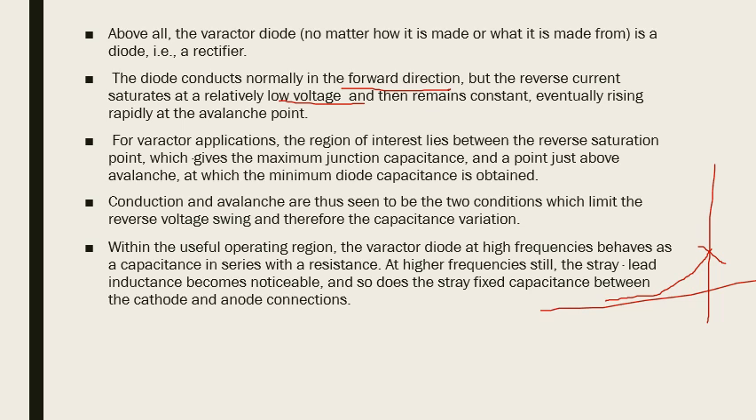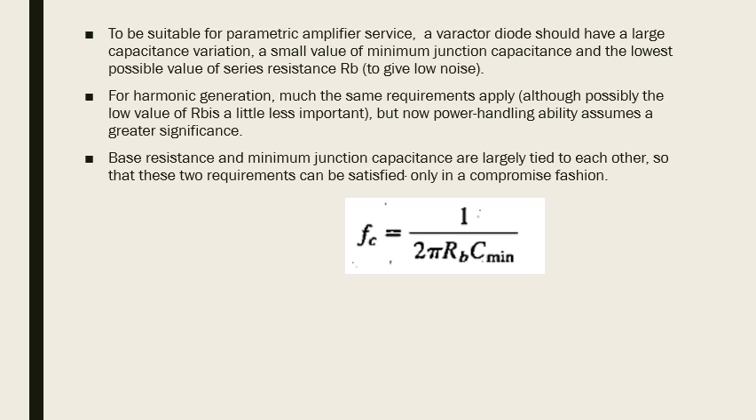The conduction and the avalanche both occur in the reverse bias condition. So basically this varactor diode is working in the reverse saturation current and the avalanche current. As explained before, the cutoff frequency depends upon C minimum and RB. We would like to have a minimum junction capacitance so that you get a very high cutoff frequency. Even though it can work at very high frequency, we will limit it to a much lower frequency. As I told you, Fc by 10 gives you desirable results.